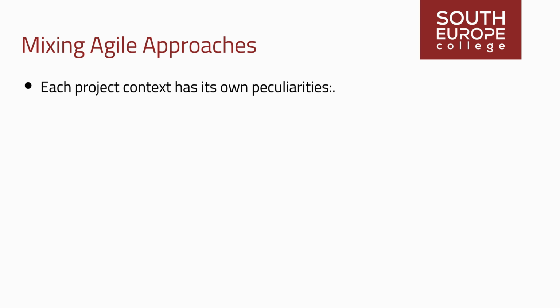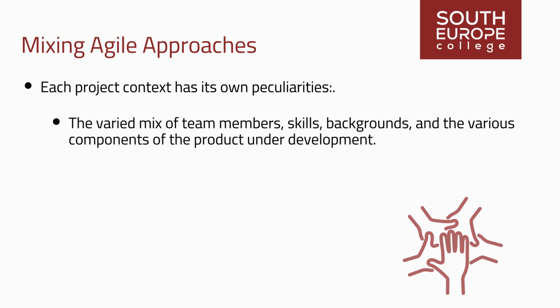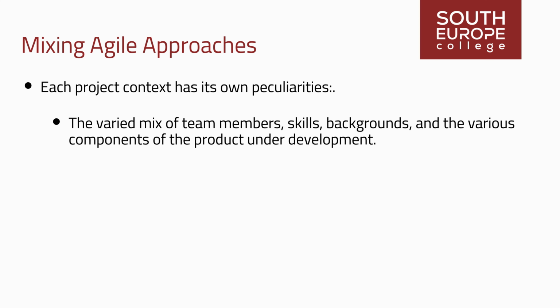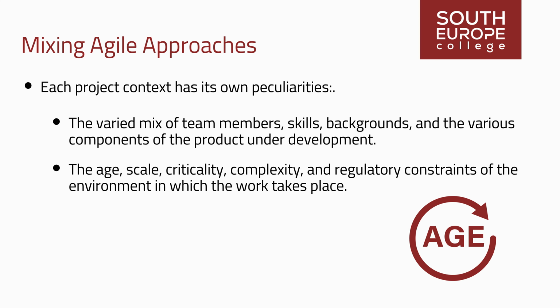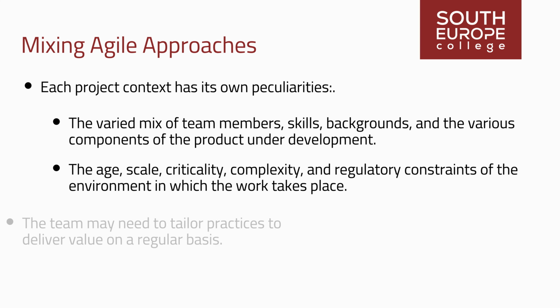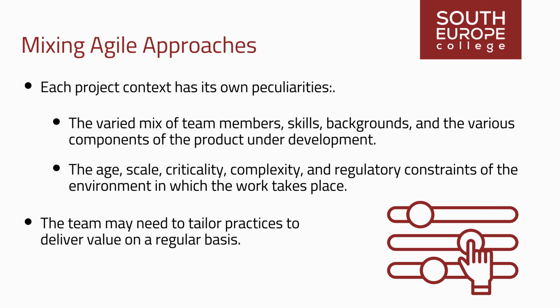Each project context has its own peculiarities, such as the varied mix of team member skills and backgrounds, the various components of the product under development, and the age, scale, criticality, complexity, and regulatory constraints of the environment in which the work takes place. Agile frameworks are not customized for the team. The team may need to tailor practices to deliver value on a regular basis. Often, teams practice their own special blend of Agile, even if they use a particular framework as a starting point.